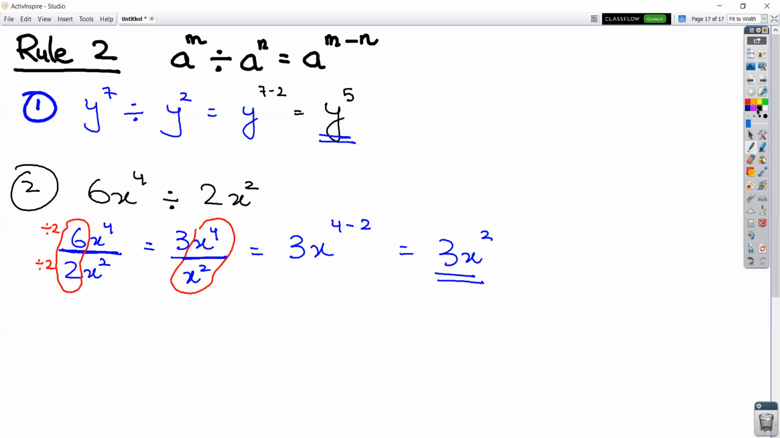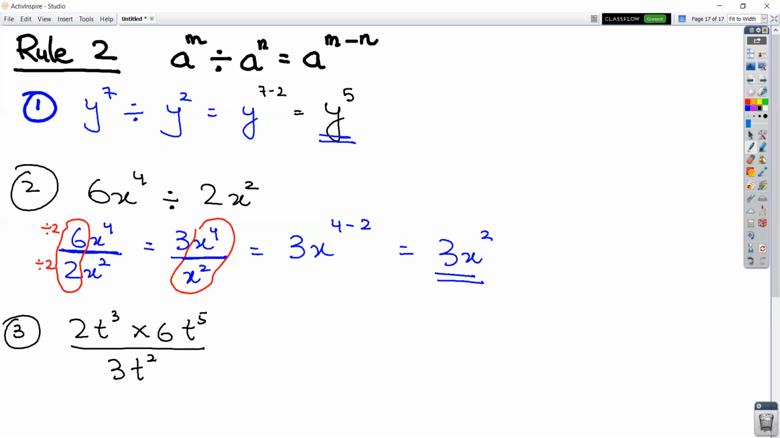All right, now I'm going to show you the last one, which is 2t power 3 times 6t power 5 over 3t power 2.